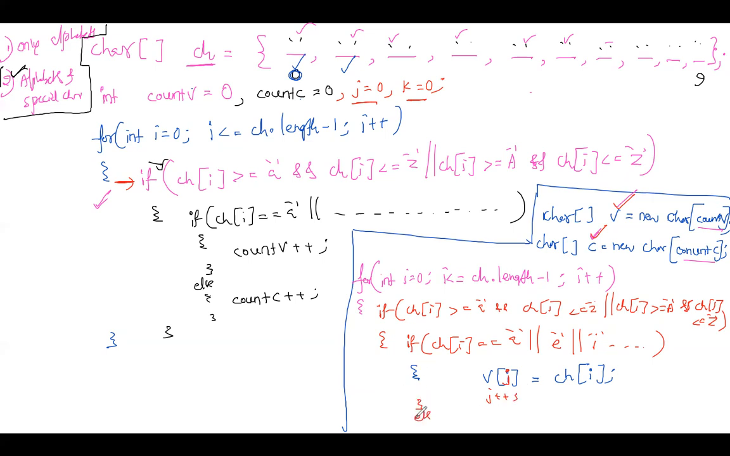In the else part, what to write? C of which variable? C of k equals ch of i. After this, no place. So I'm writing here itself k plus plus. Then end of my outer if, end of my outer for. So this is how we can copy only vowels into a vowel array precisely and only consonants into a consonant array precisely. If we miss any of these, you'll get the incorrect output.